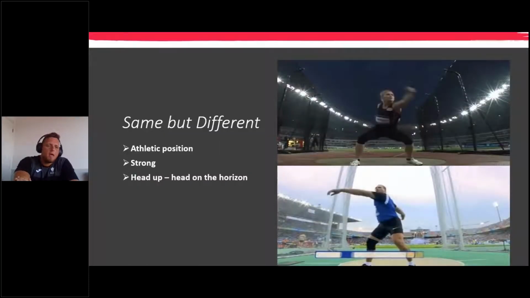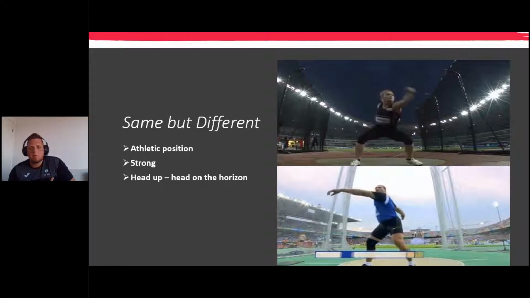Athletic position, strong, head up, head on the horizon, okay? They are key things across all four of those, okay? They're all in athletic positions. They're all locked and loaded. They all are creating that stretch reflex. They are all starting to add velocity onto that implement throughout the throw. They're strong, okay? I mean by strong core, strong hips.